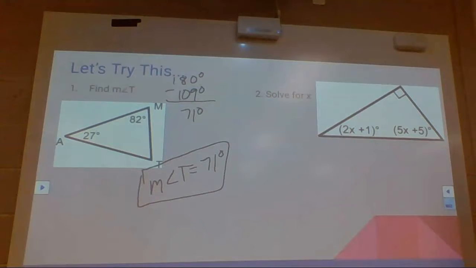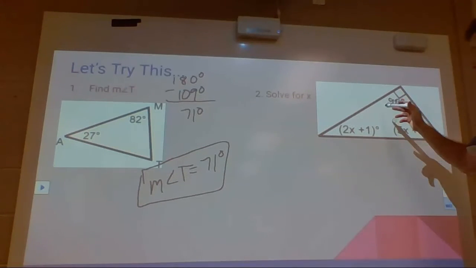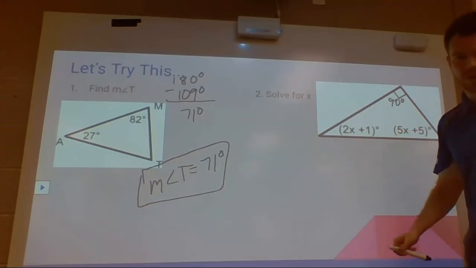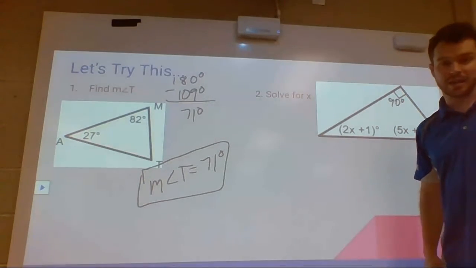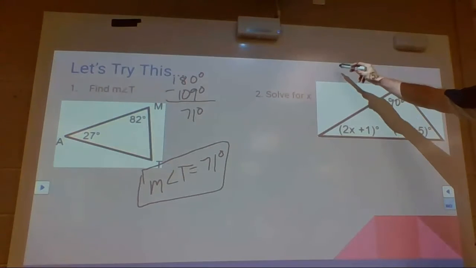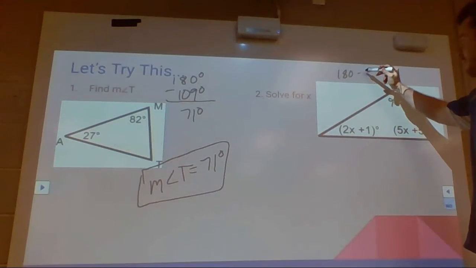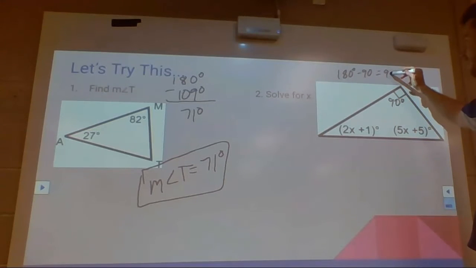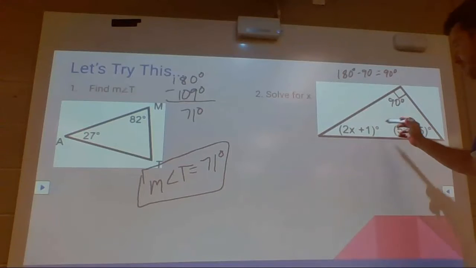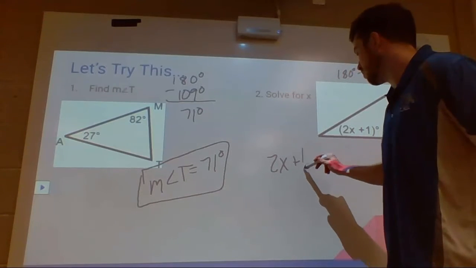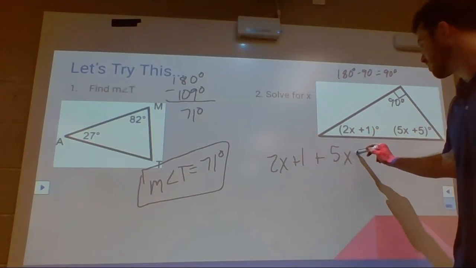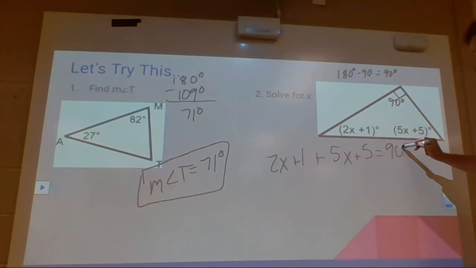Number 2 is a little tricky. We want to solve for x in this problem. Now, we know this is a right angle, so this is 90 degrees. There's a couple ways we could go about this. We could say 90 degrees plus 2x plus 1 plus 5x plus 5 equals 180. Or we could just subtract 180 minus 90, which gives us 90 degrees. So these two angles must add up to 90 degrees. So let's add those two angles up: 2x plus 1 plus 5x plus 5 equals 90.